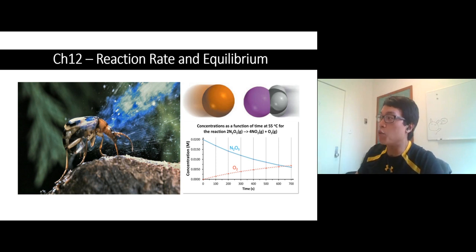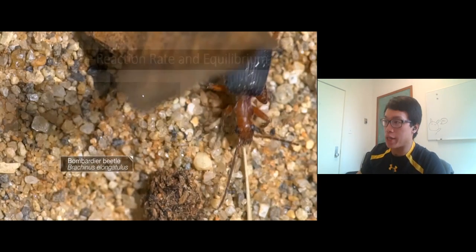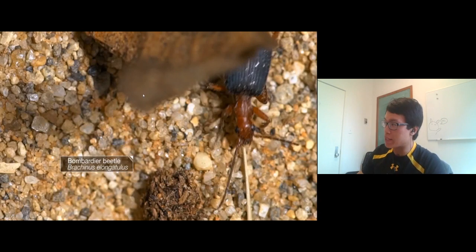Okay. All right. So chapter 12: reaction rate and equilibrium. You will need equilibrium for learning chapter 13, which is acids and bases. Okay. All right. Let's dig into reaction rate. We're going to start right here with this little guy.